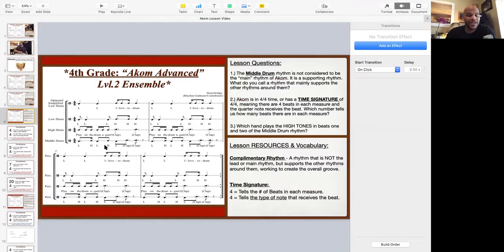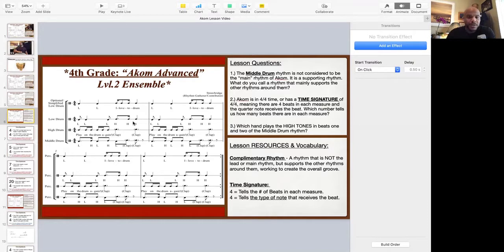I'm going to say the words of the rhythm, and I want you to simply listen and look. I'm going to circle each beat as I go along. Here I go. 1, 2, just listen to the middle drum. Low, high, low, clap, clap, low, high, low, clap, clap, low, high, low, clap, clap, low, high, low, clap, clap. Already, can you see how many beats are there in each measure?